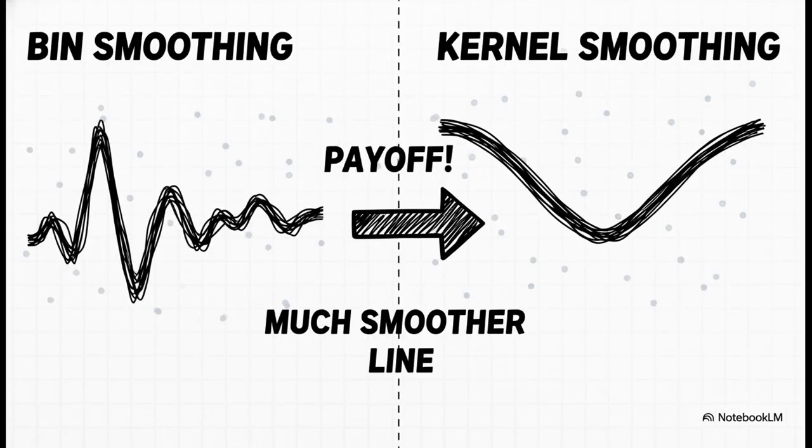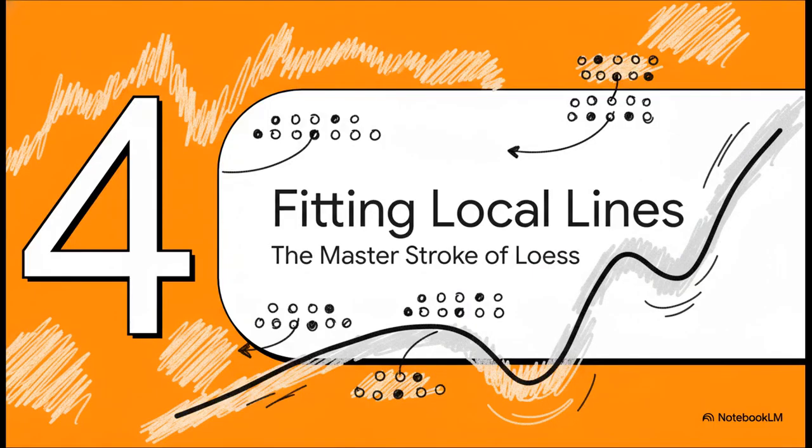And the payoff is immediate. I mean, look at that. By applying this weighted average, those sharp jumps disappear. The influence of points entering and leaving the window gets softened, and we get a trend line that is way smoother and much more believable. Okay, that's a lot better, but we can push this one step further.